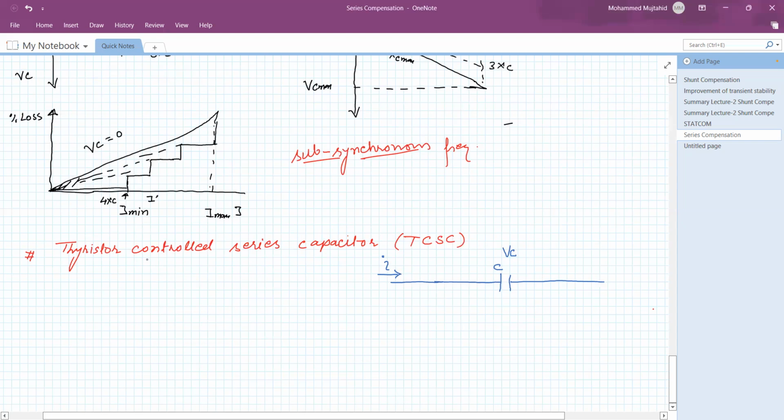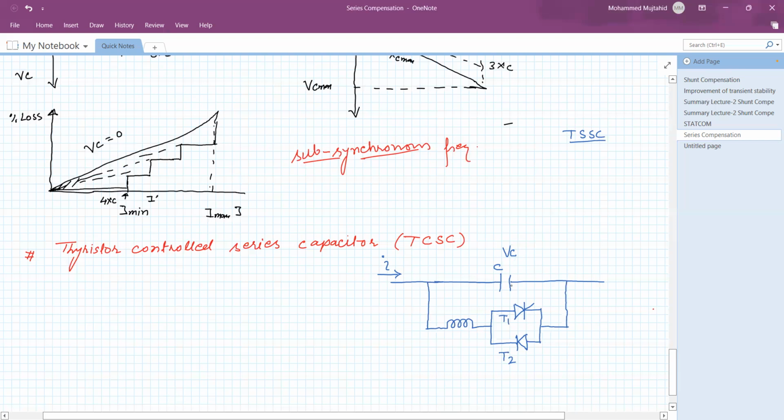Now, to make it controllable compared to the thyristor switch series capacitor, where the capacitor is shunted by a thyristor switch or parallel connected thyristor valves, we are now going to shunt it with the help of a thyristor controlled reactor. So this is the reactor, and it is controlled with the help of thyristors. This is thyristor 1 and this is thyristor 2, shunted to the capacitor whose voltage is VC, and our main objective is to control the voltage across the capacitor.